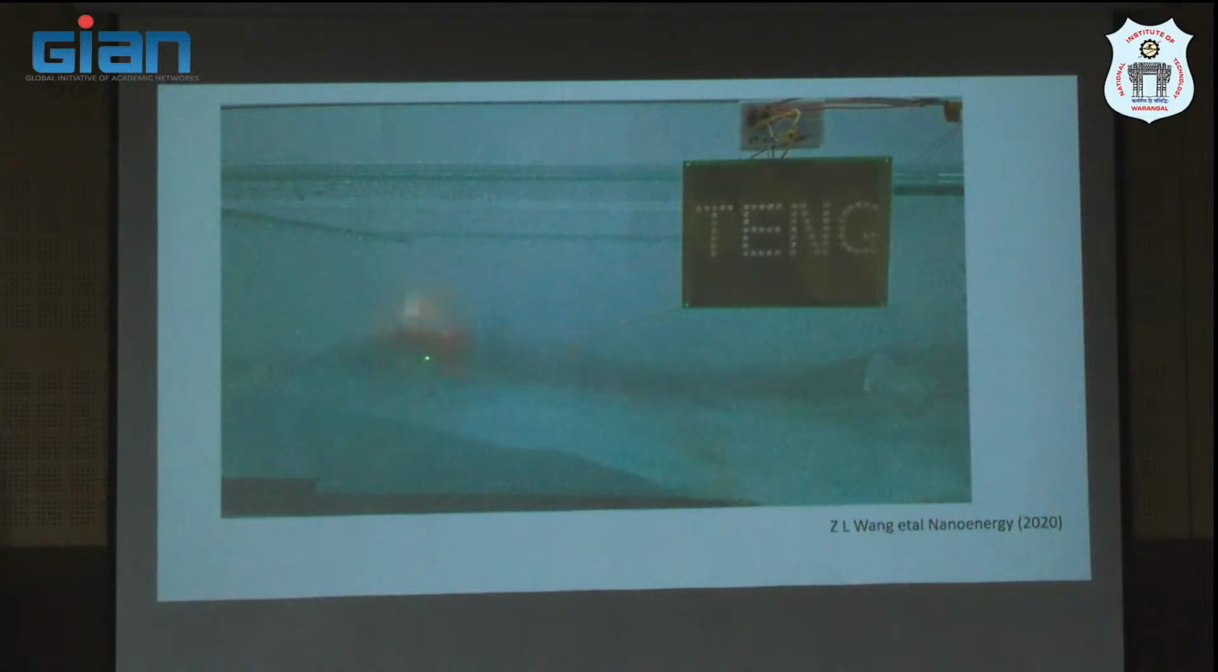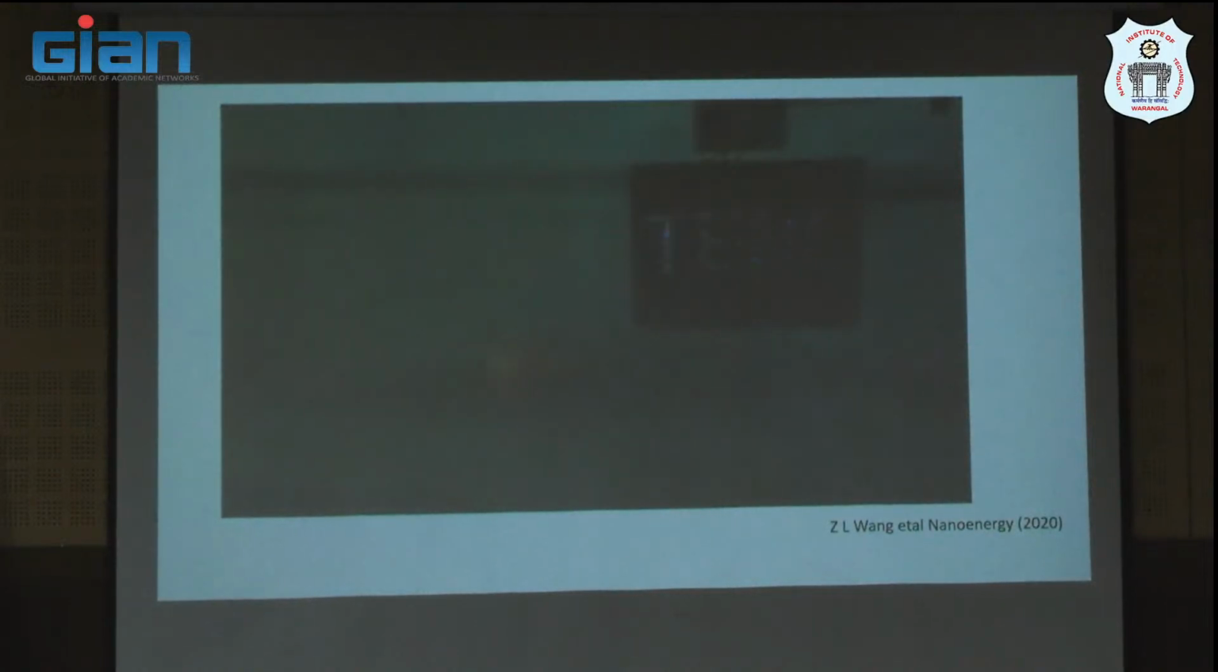Now this is a TNG implanted inside. Now you can see it is able to power these LEDs.